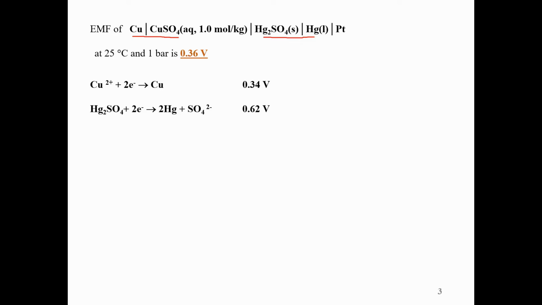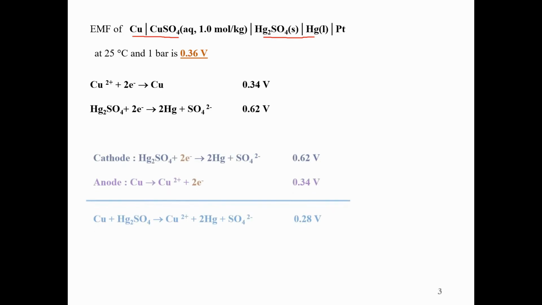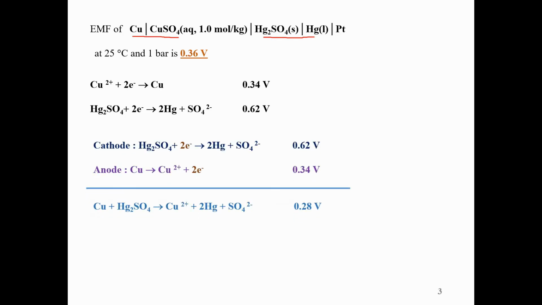Now let's write the cathodic reaction and anodic reaction. At the cathode, mercury sulfate is consuming 2 electrons to get reduced to mercury. At the anode, copper is getting oxidized, leaving 2 electrons. The overall cell reaction will be copper plus Hg2SO4 giving copper 2 plus, 2 Hg plus SO4 2 minus.